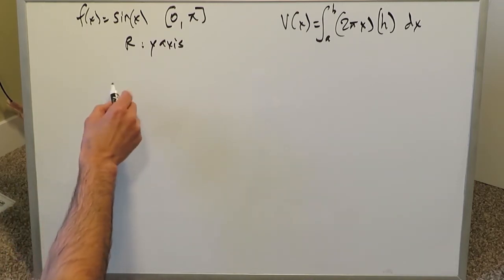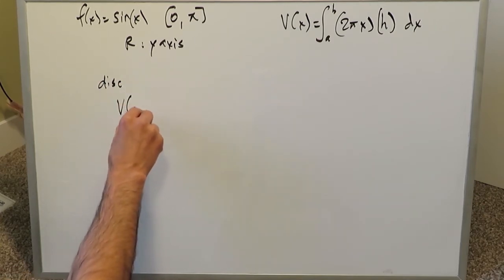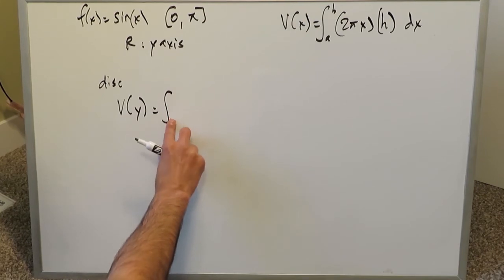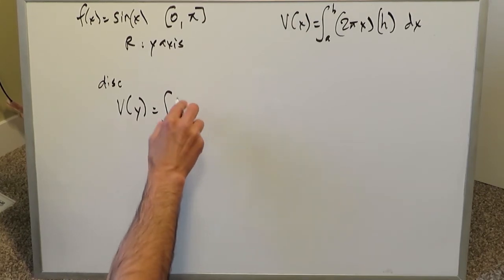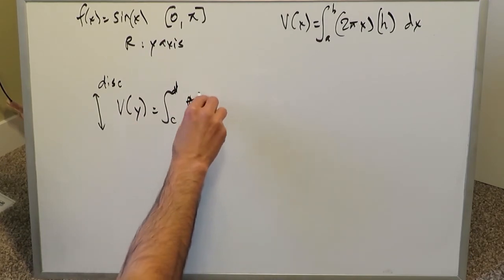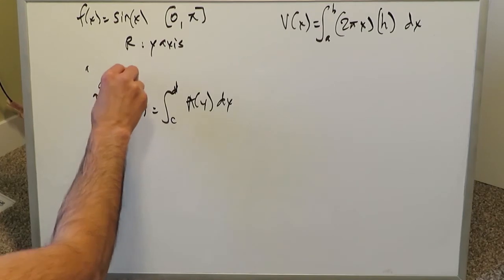If you think back to the disk technique, if you were doing this around the y-axis, your formula would be volume with respect to y. You'd have vertically oriented intervals, let's just say C to D. You'd be looking from down to up as your intervals, and you'd have an area with respect to y and dy. That would have been your disk technique or the washer technique.